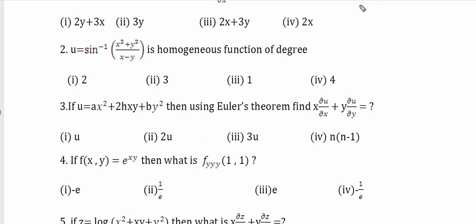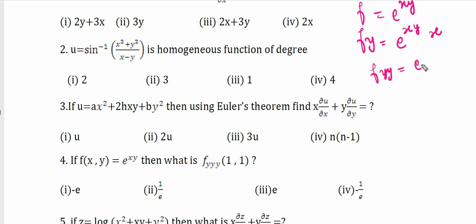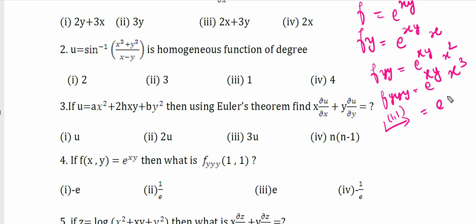If f of x comma y is e power xy, then find f triple y at 1 comma 1. So f is e power xy. First differentiate with respect to y: e power xy, and xy with respect to y gives x, so f y is x e power xy. F double y: again differentiating, x into x, x square e power xy. Next, f triple y: again x, so x cube e power xy. Now substitute 1 comma 1: e power 1 cube, just e. This is our answer.